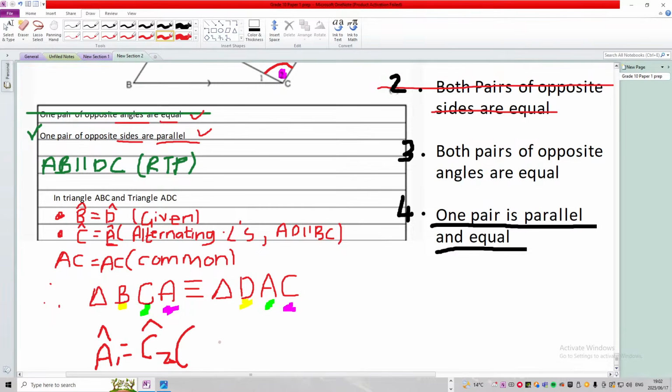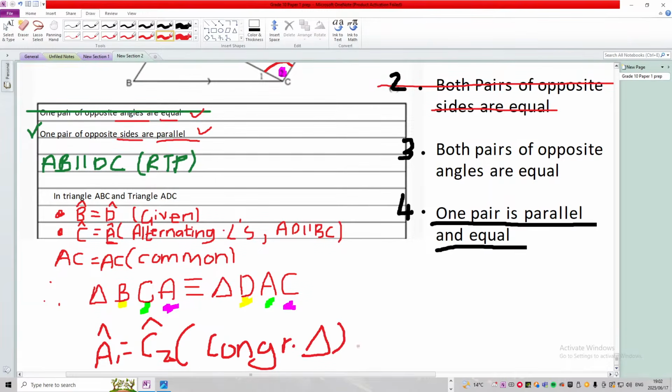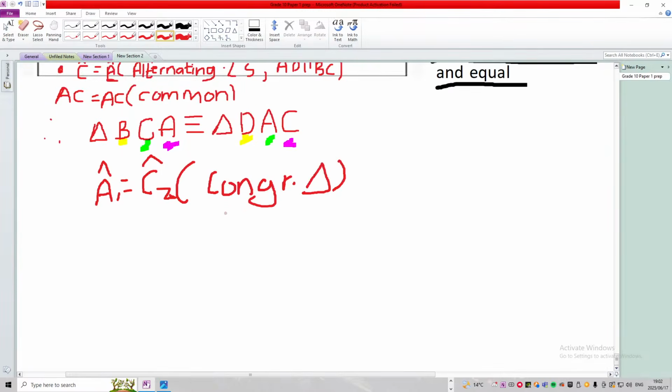Our reason is I can say congruent triangles. You've already proven it. So A1 is equal to C2.